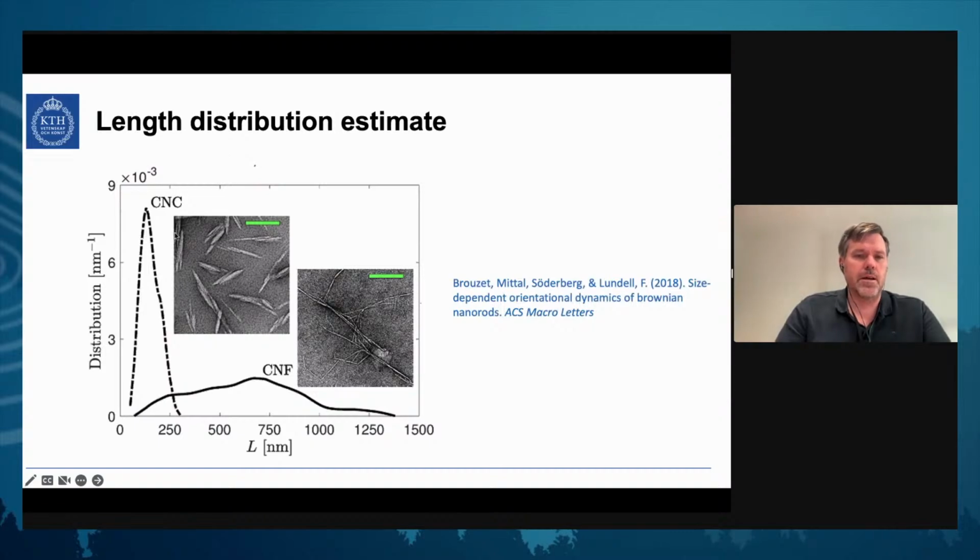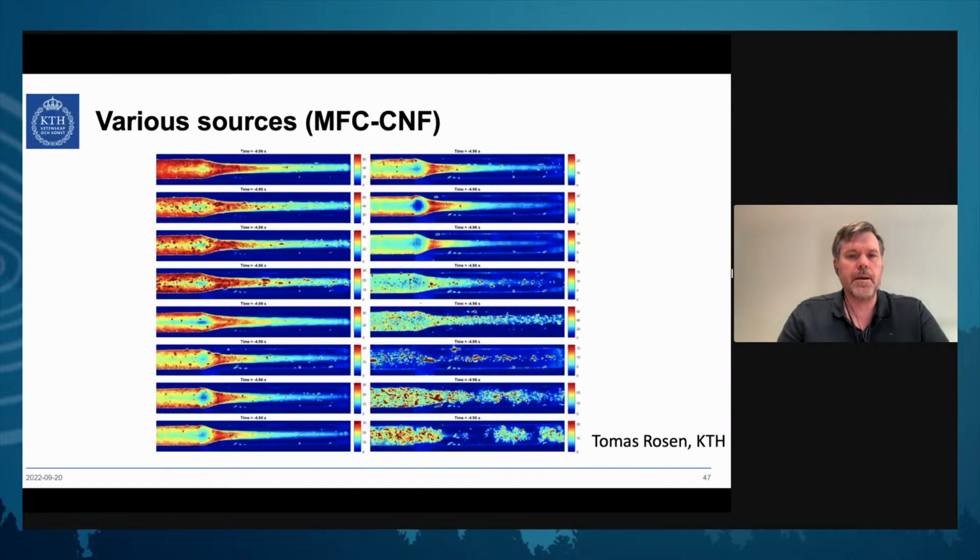And we can see that the length distribution for the CNC is different from the CNF. It's not a perfect measurement. It shows good similarities if you do this quantification by hand from TEM or AFM images, but it's rapid. It's a second-level technology. Just showing, and this can be done, and Thomas is using it for a few various sources.